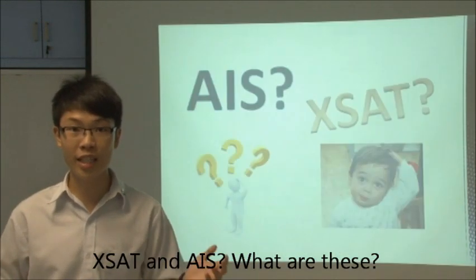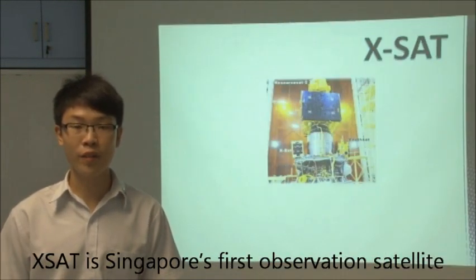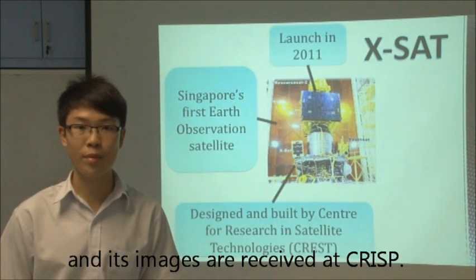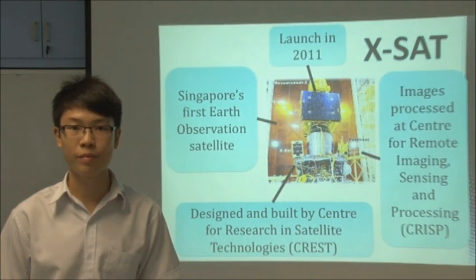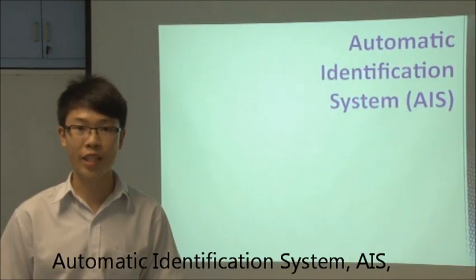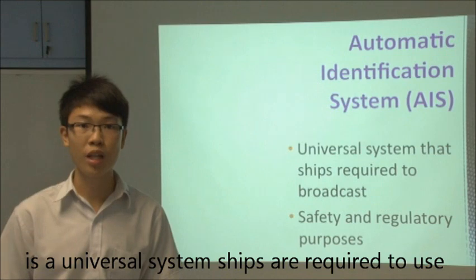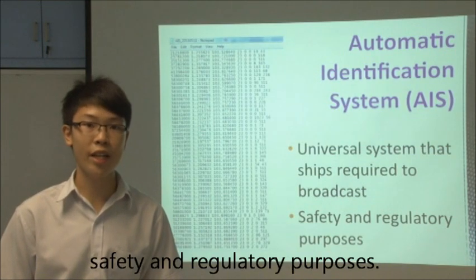XSAT and AIS, what are these? XSAT is Singapore's first observation satellite launched in 2011. It was designed by CREST and its images are received at CRISP. Automatic Identification System, AIS, is a universal system that ships are required to use to broadcast messages for safety and regulatory purposes.